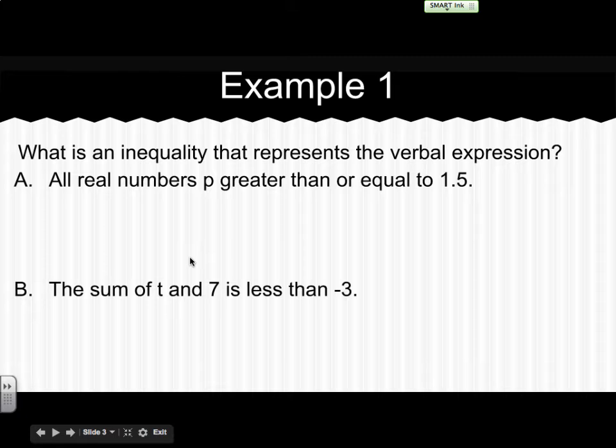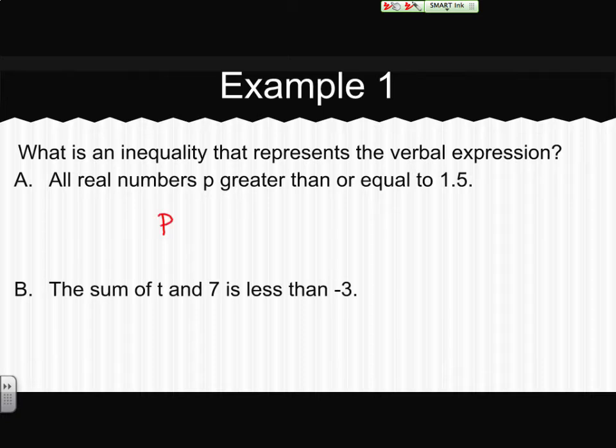What is an inequality that represents the verbal expression? All real numbers p greater than or equal to 1.5. So p is greater than or equal to, so that means it's eating the larger number. Remember, this is greater than, demented Pac-Man, there we go, is greater than or equal to 1.5.